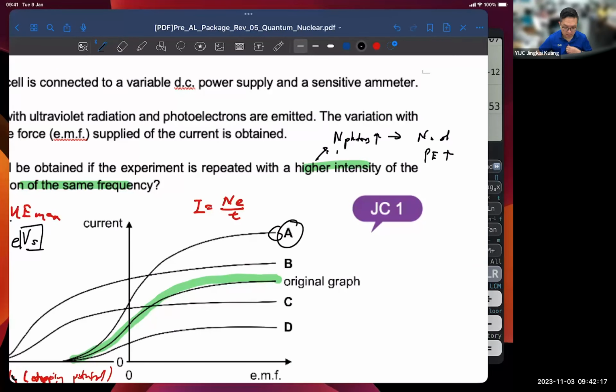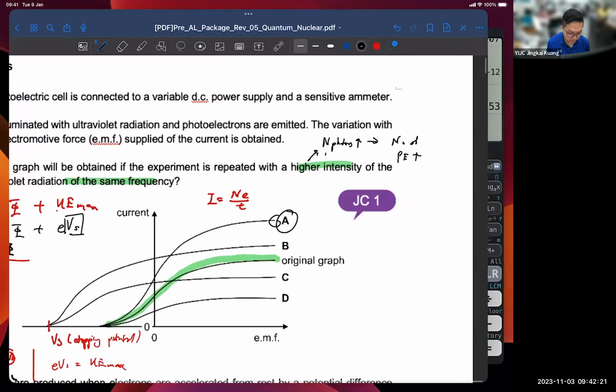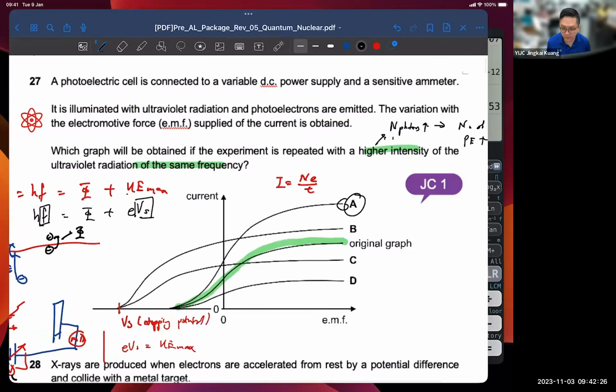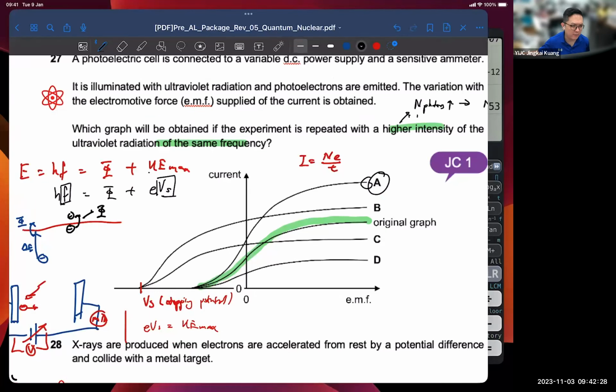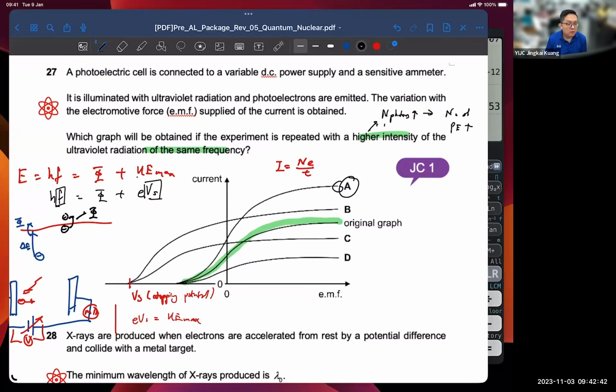So I went a bit more to give you a quick overview of your photoelectric effect. Quantum, please study quantum. There's no way it won't come out, and there are many parts, so you need to be quite familiar with it as well. Any questions? Anything you want to clarify about the photoelectric effect concept? If you need to ask a question, you can type.